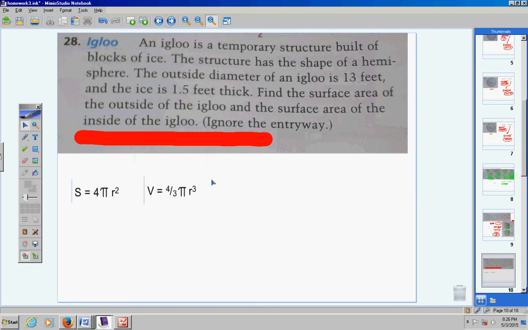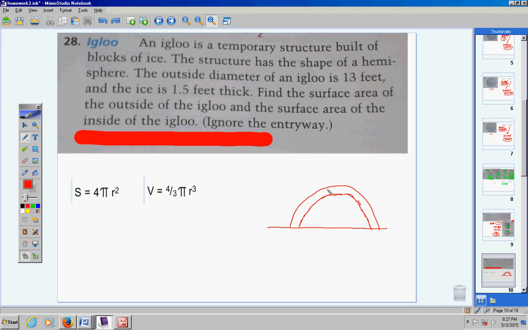An igloo is a temporary structure built out of blocks of ice. Okay, here's the ground. Here's your igloo. Now, of course, the actual snow itself is thick. It has a thick wall. So let's have a picture. Here's a little opening here, and an Eskimo. Alright, enough of that. So moving on. Now, on a serious note, let's go ahead and see what they want us to do.